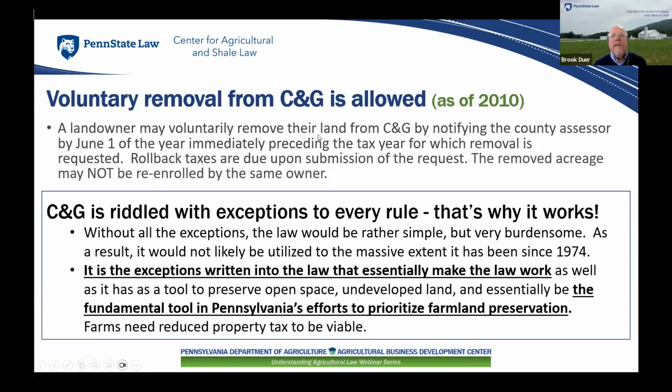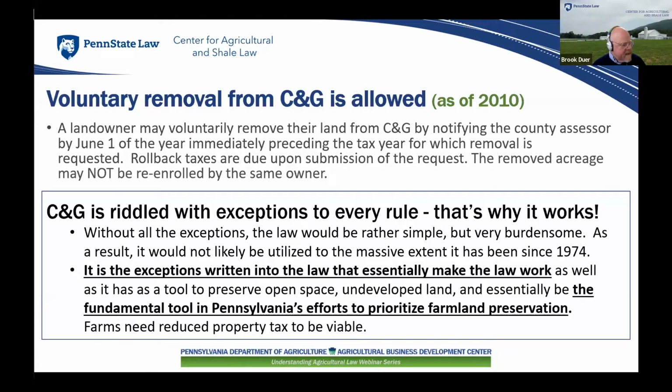A landowner may voluntarily remove their land from Clean and Green by notifying the county assessor by June 1 of the year immediately preceding the tax year for which removal is requested. Rollback taxes are due upon the submission of the request, and it's on all the enrolled land, and then the removed acreage may not be re-enrolled by the same owner. So that is a penalty that makes this process potentially still have drawbacks, apart from, of course, the money.